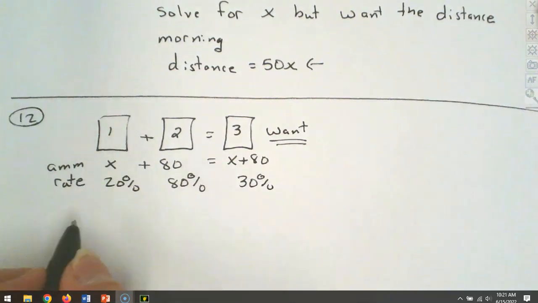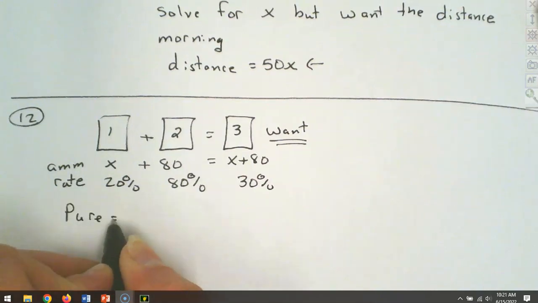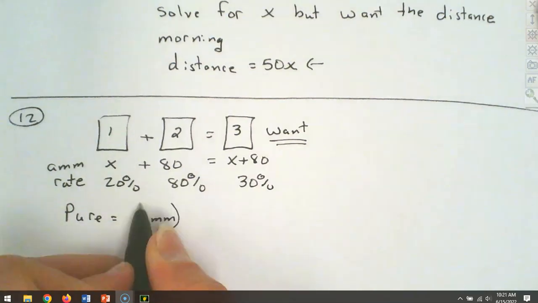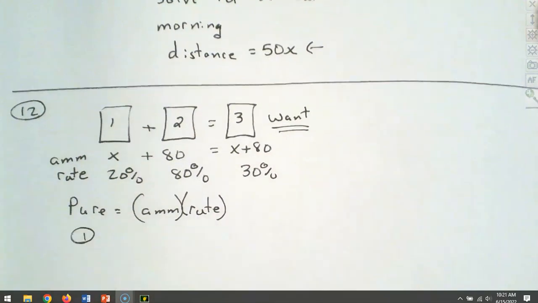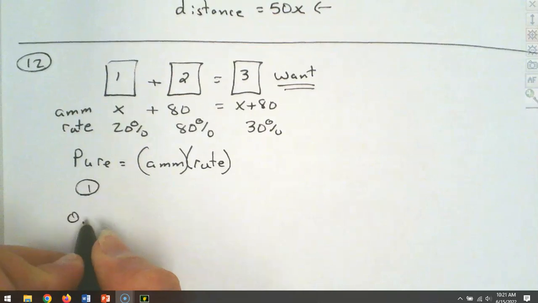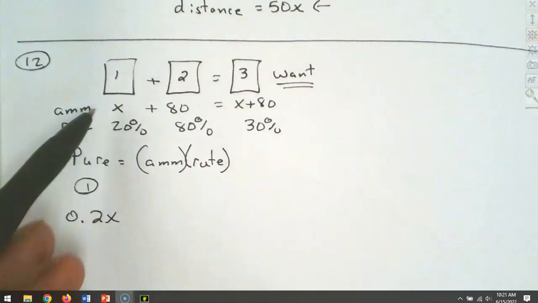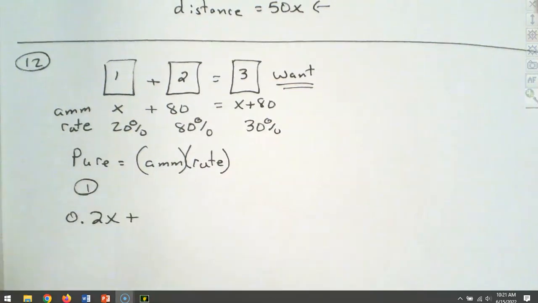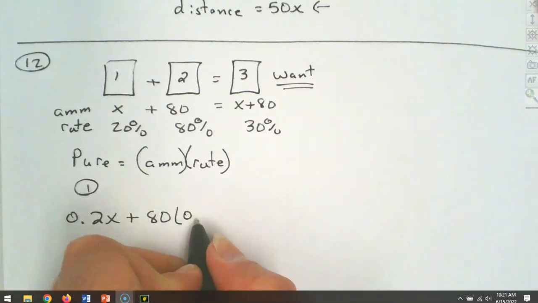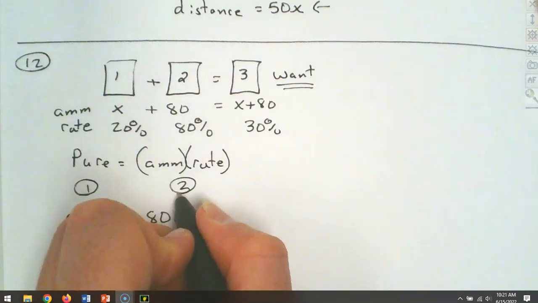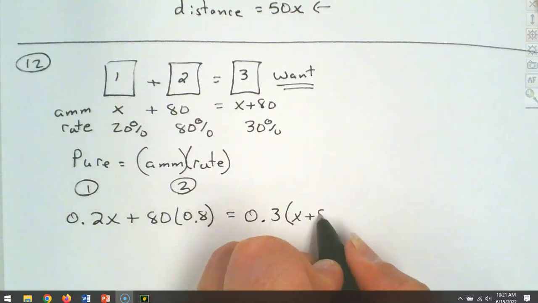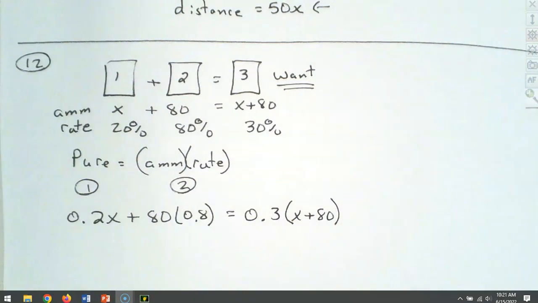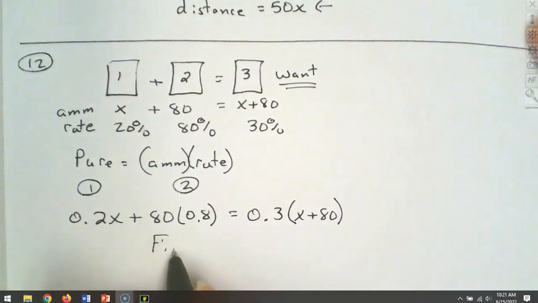So now let's go ahead and build our equation here. And we're going to be looking at the pure. And the pure is the amount times the percentage rate as a decimal. And so that first one is 0.2 times X, right? Those get multiplied together. The second one is easy as well. It's 80 times 0.8 for that 80%. And then what does it equal? It equals 0.3 times (X plus 80). And I think you can finish it from here.